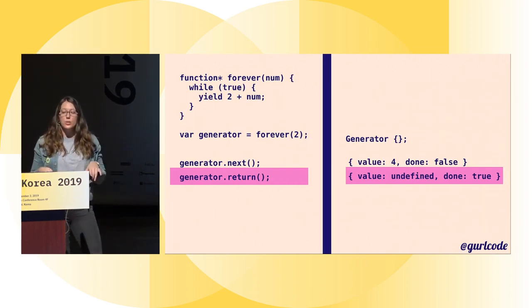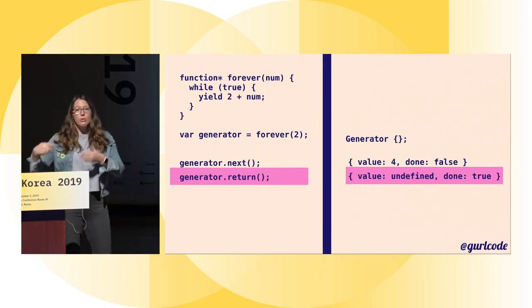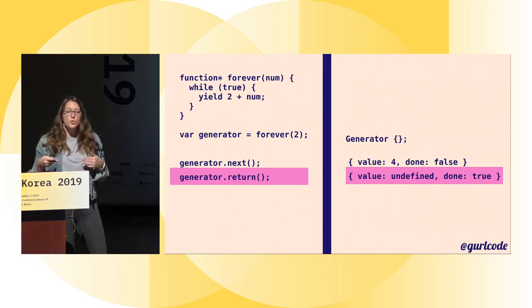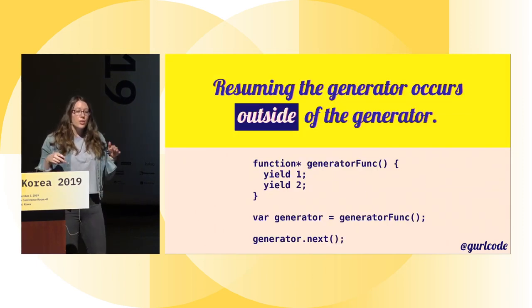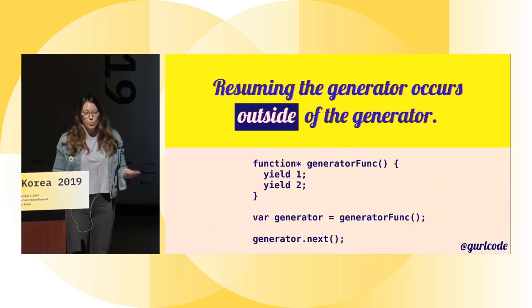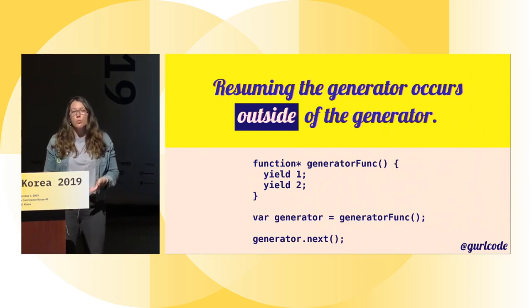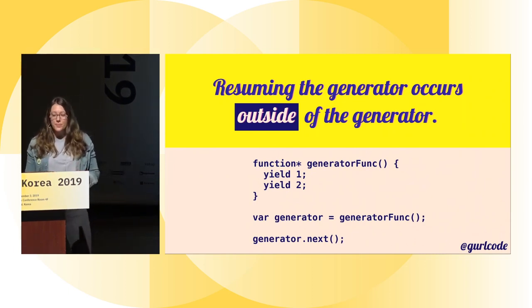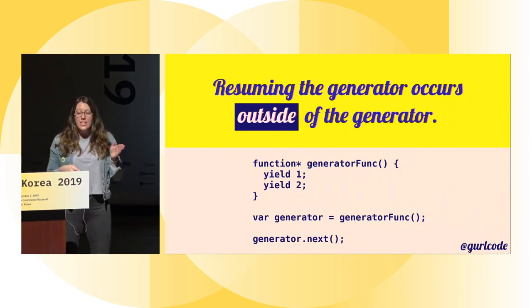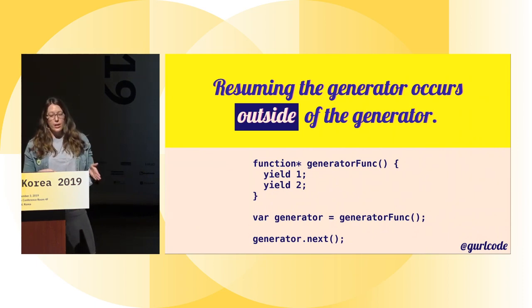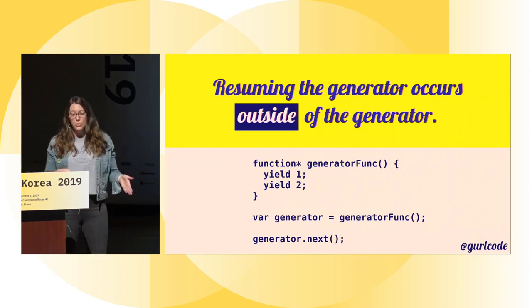And this is really interesting, that you can cancel a generator from inside or from outside of the generator, because resuming the generator occurs on the outside of the generator only. So generators are paused via yield and restarted via next. But a generator cannot call next on itself. If I never call next on this generator, it will never yield 2.